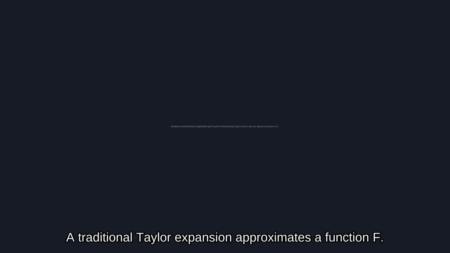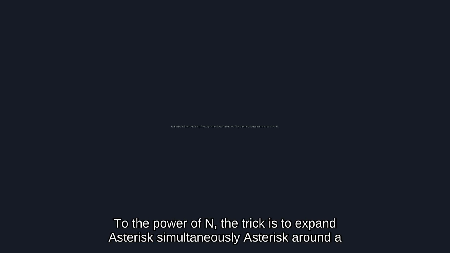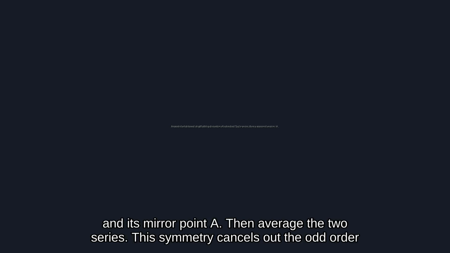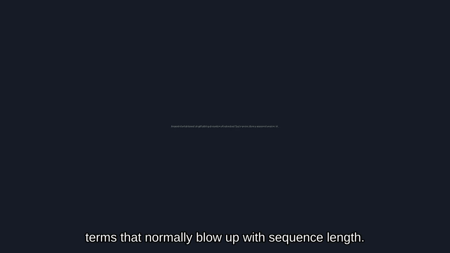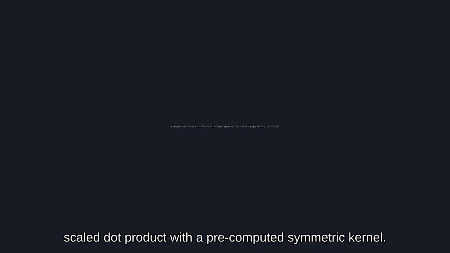A traditional Taylor expansion approximates a function f(x) around a single point a: f(x) approximately equals the sum of f^(n)(a)/n! times (x minus a)^n. The trick is to expand simultaneously around a and its mirror point, then average the two series. This symmetry cancels out the odd-order terms that normally blow up with sequence length, leaving a constant order approximation. In code, that means we replace the expensive softmax scaled dot product with a pre-computed symmetric kernel.